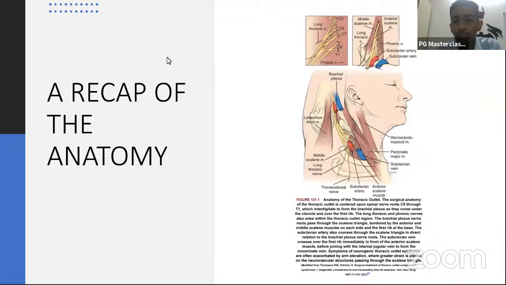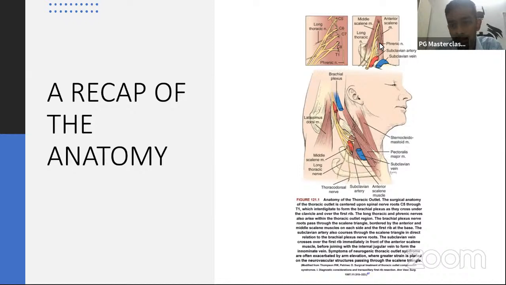So just a small recap of the field of interest that we have here. The brachial plexus, arising from the nerve roots of C5, C6, C7, C8, T1, forms the cords, trunks, and ultimately the divisions and the branches, all of which happens in the supraclavicular region and extends into the axilla. And it is between the scalene muscles that we have this anatomical arrangement.